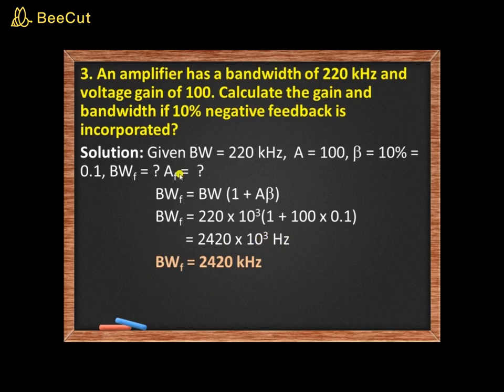It is a very simple problem. The next part, we know that AF is equal to A divided by 1 plus A beta. So AF is gain with feedback, which is equal to A is 100 divided by 1 plus 100 into 0.1. Beta is 0.1. 100 into 0.1 is 10. 10 plus 1 is 11. 100 by 11 is just upon 9.09. Right? So it is a very easy problem, and in this chapter you can expect only simple problems. Okay, now let us proceed with the fourth one.